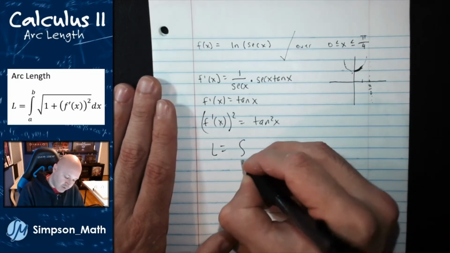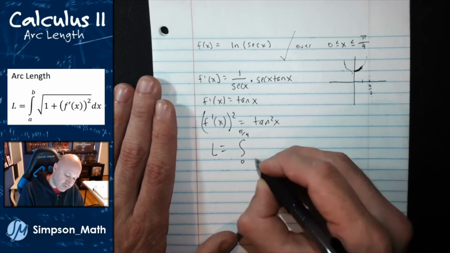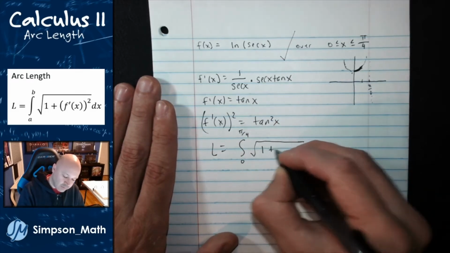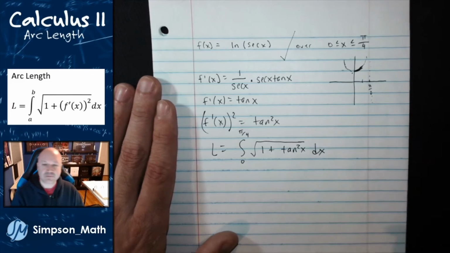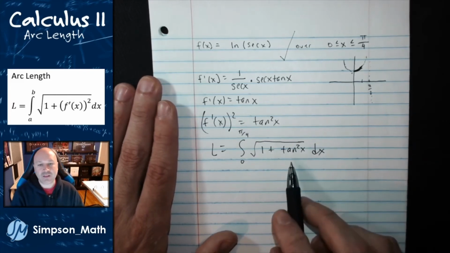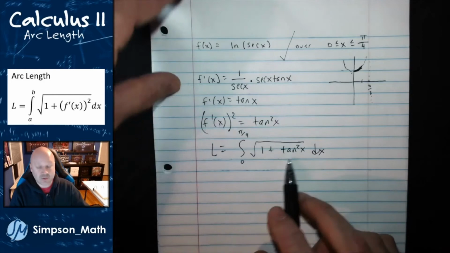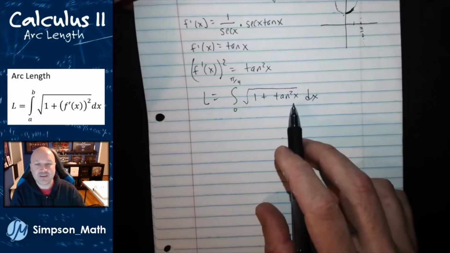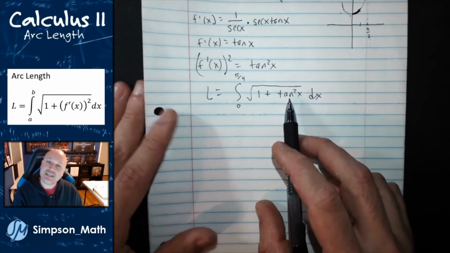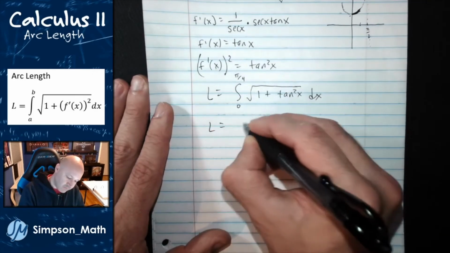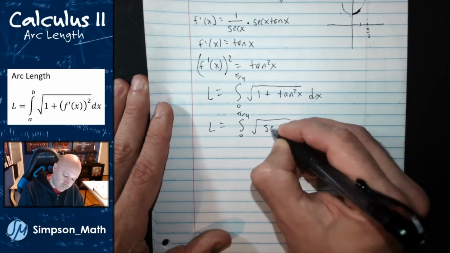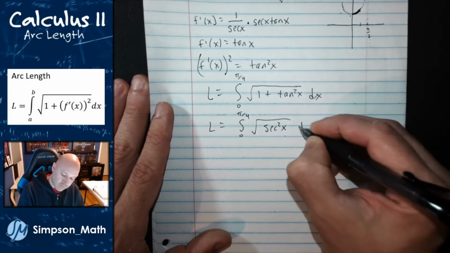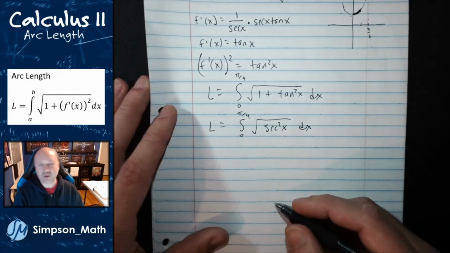I'm going to integrate from 0 to pi fourths, square root of 1 plus tan squared x with respect to x. Okay, that looks very familiar. 1 plus tangent squared. That's a Pythagorean identity. That sums up to secant squared. Square root of secant squared is a secant.